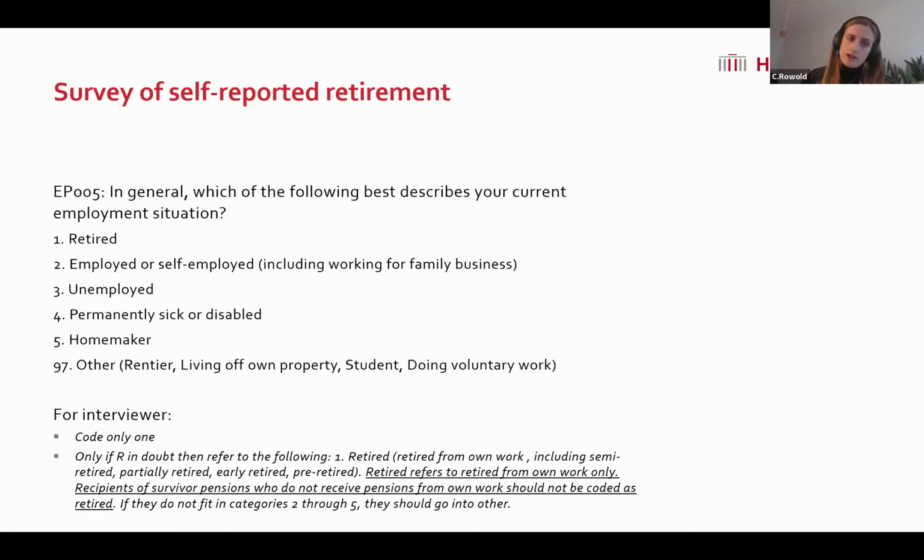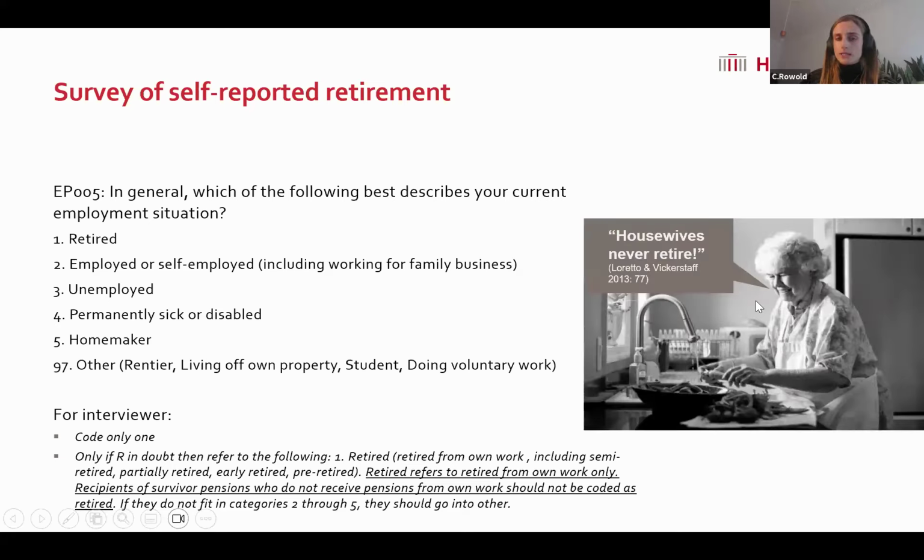The problem now is that individuals have to decide for one of these categories, so there are no multiple responses allowed. And based on what I've just discussed, this male notion of retirement and also gendered life courses, this is quite problematic. Also, given that qualitative research has nicely put forward that housewives might never retire. This is actually a direct quote from one respondent in qualitative research.